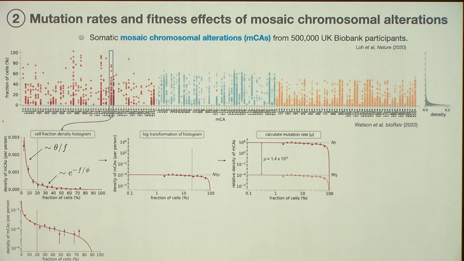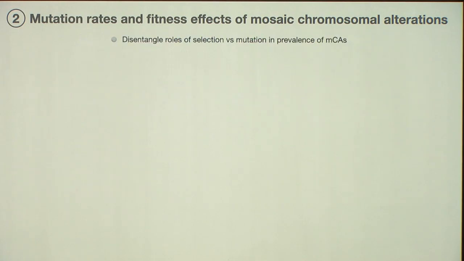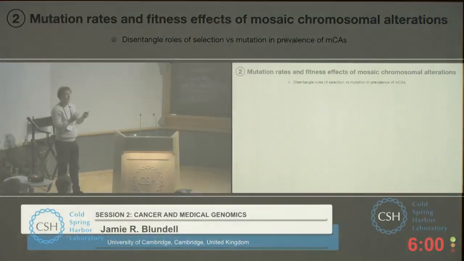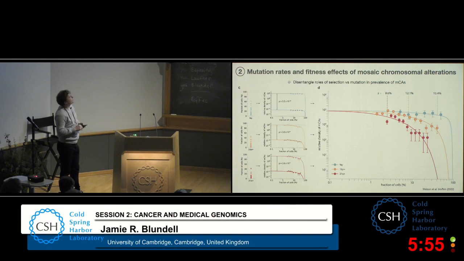So if you renormalize it, you can see that the gain of chromosome 14q gain, we estimate to be occurring at about 1 in 10 to the 9 per cell per year. And when it occurs, it expands about 14% per year. So the point here is that you can begin to disentangle the role of selection versus mutation in this, and I'll just show a few examples of these.